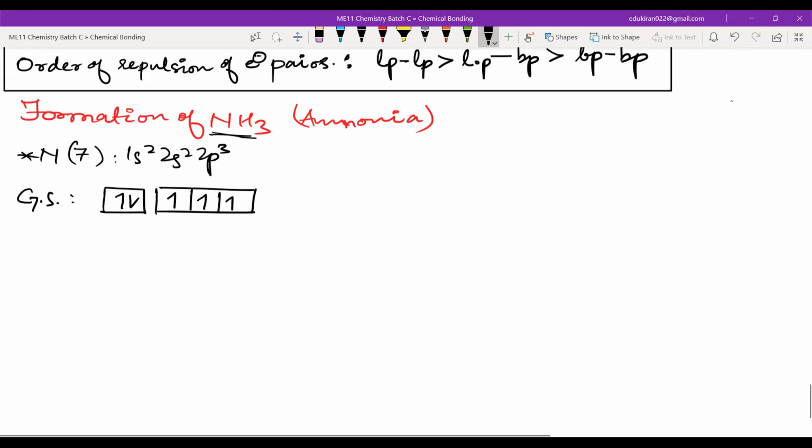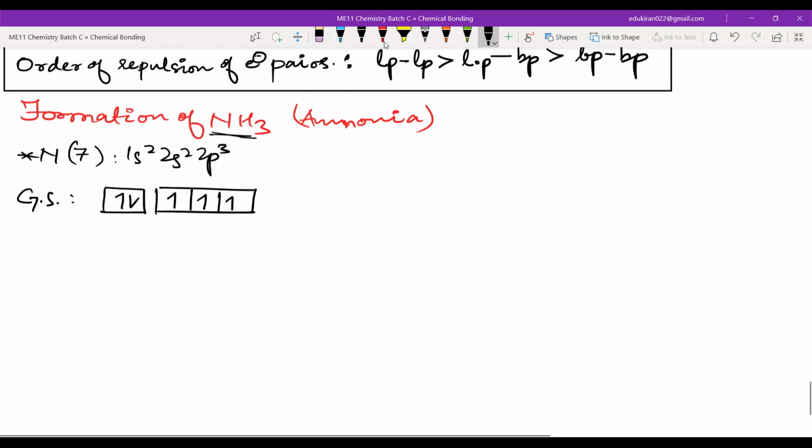Why do you all go quiet? Yes, Mariam. 3 bonds, exactly. And how many unpaired electrons does it have? Look and tell. 3, right? So it does not need any promotion.